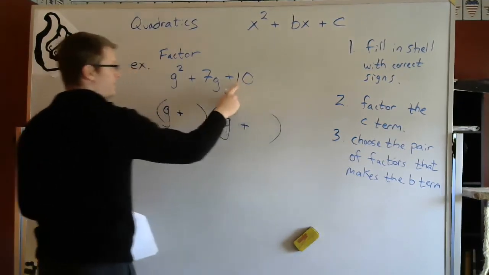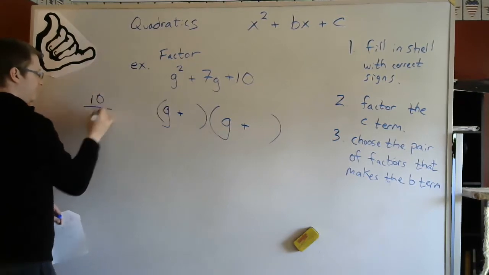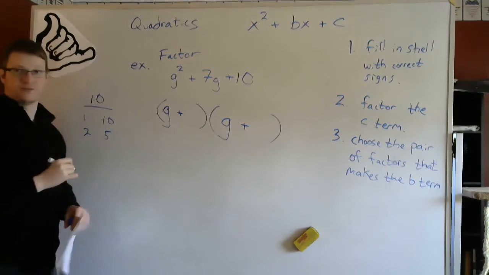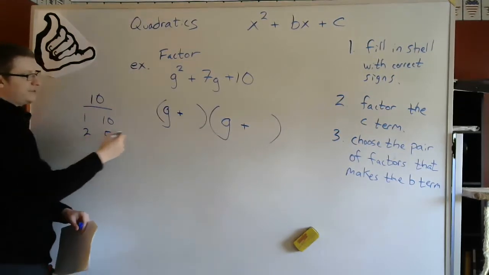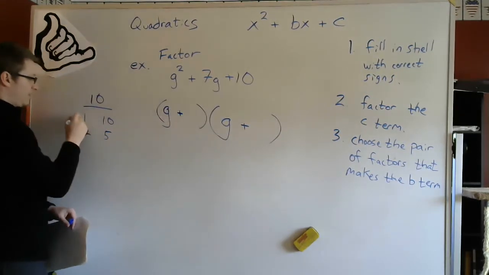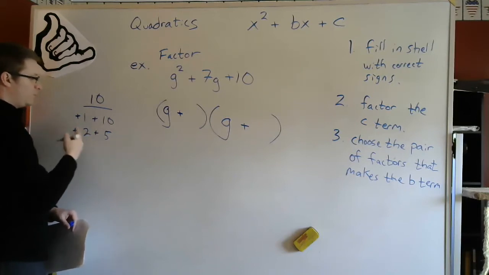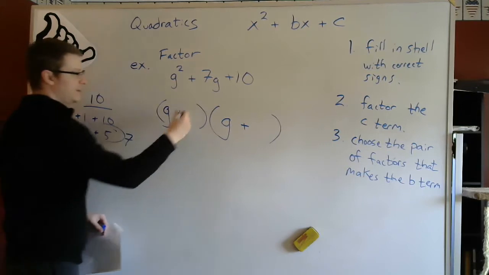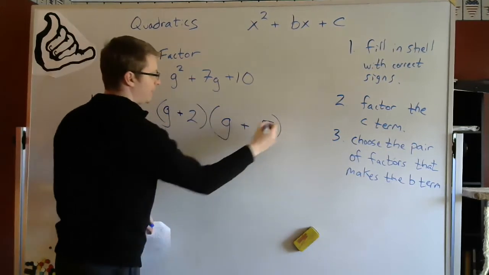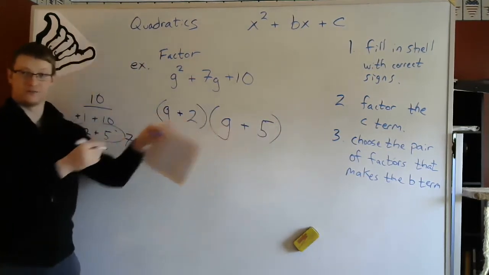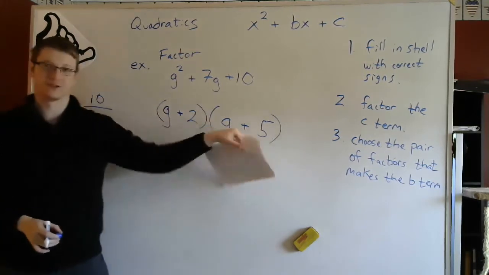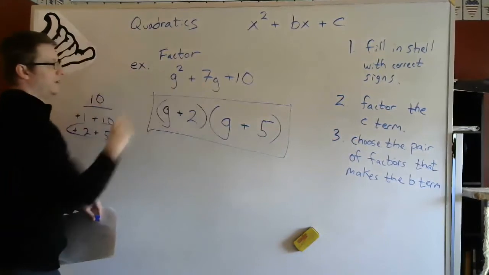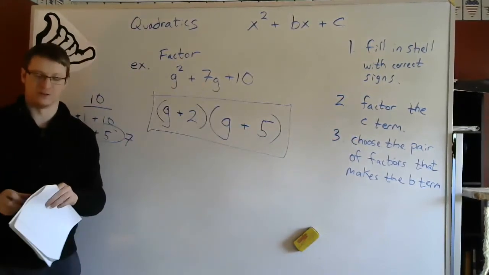Step 2, I want to factor the c term. So we'll take 10, 1 times 10, 2 times 5, that's it for 10. Of these, when I have two plus signs, which one gives me 7? The 5 and the 2 gives me 7. So I can put a 2 and I can put a 5, and it doesn't matter what order you put those in. For this one, I could have put the 5 first and then the 2, doesn't matter. This is going to be the factored form of g squared plus 7g plus 10.